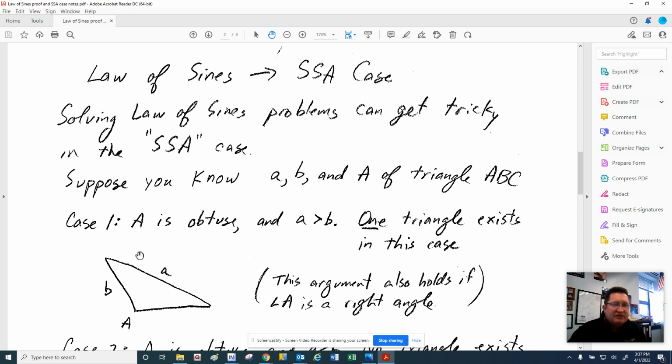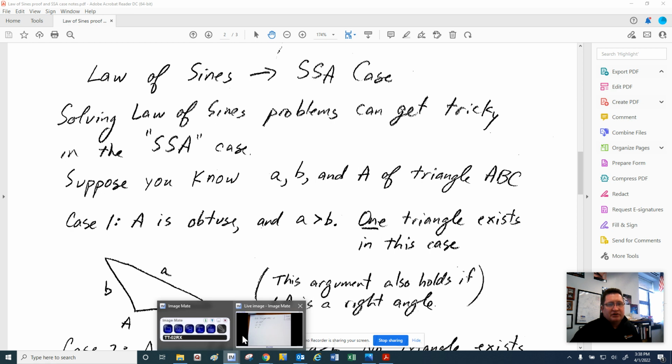In this case, if angle A is obtuse and you know angle A and you know side a and side b, it's possible you'd have a triangle if side a is bigger than side b. Because if angle A is obtuse, then the side opposite A has to be the biggest side of the triangle. So let's do a quick problem with this.